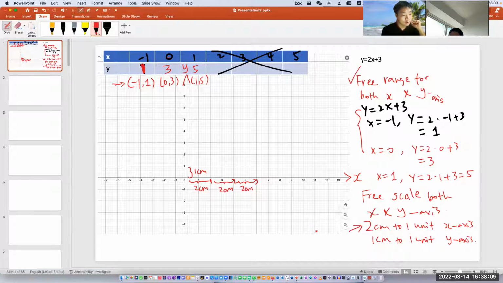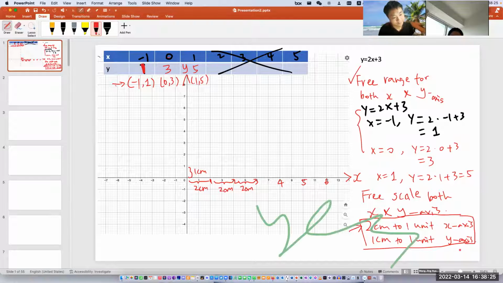Are you clear? And then of course 4, 5, 6, and subsequently. So are you clear how the scale will affect your graph? Okay, good. So I've talked about how your scale will affect your labeling for the x-axis and the y-axis. Then what about if it's not a free range?